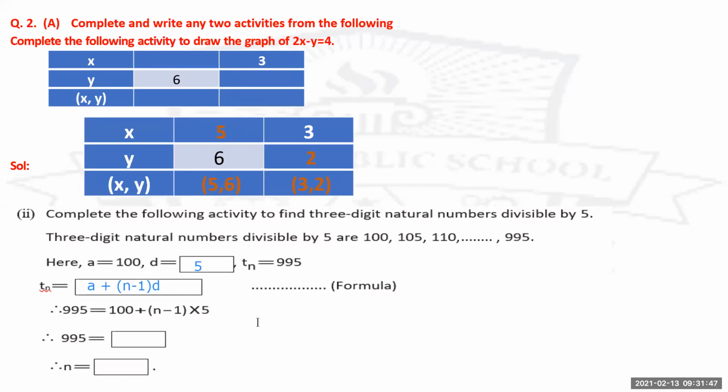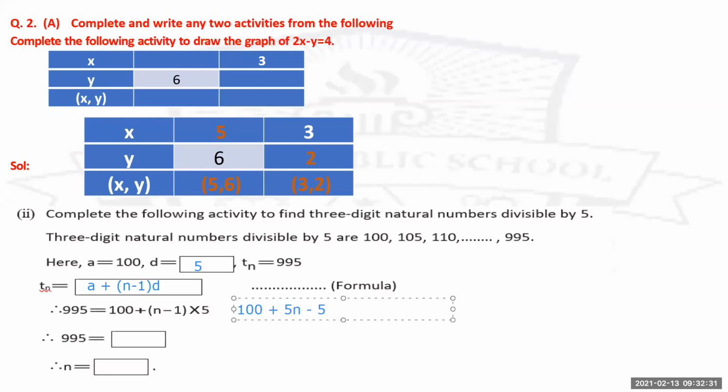Next question. 995 equals 100 plus, now n you have to find, because you have to find how many 3-digit numbers. So that n, you keep it as it is. So (n minus 1) into 5. After solving that, you get 995 equals 100 plus, now in place of d you substitute 5. So 5 into n is 5n, plus 5 into minus 1, which is minus 5. So 100 plus 5n minus 5.